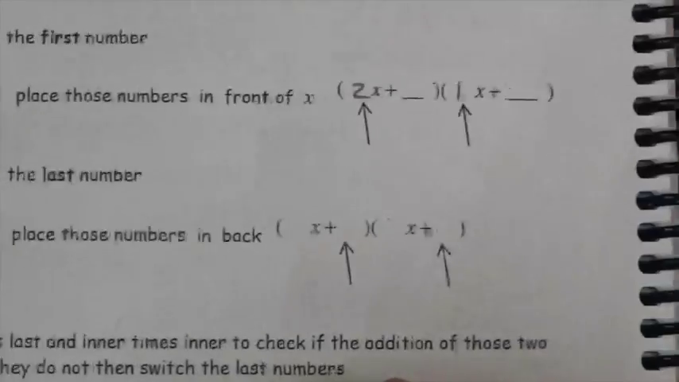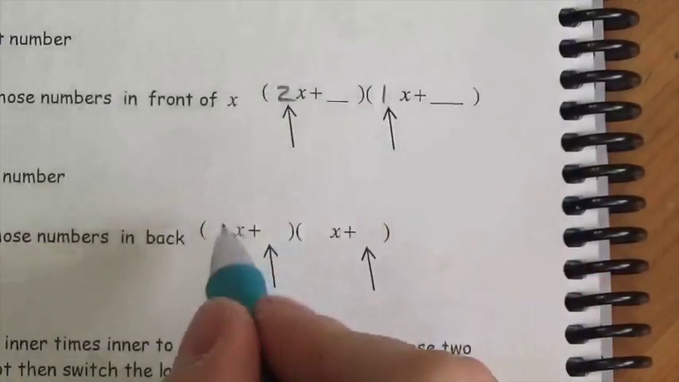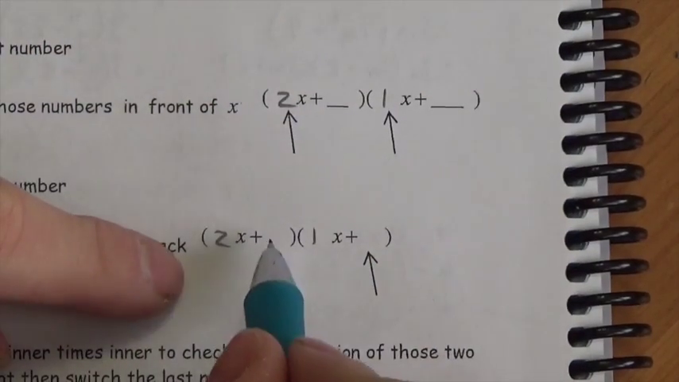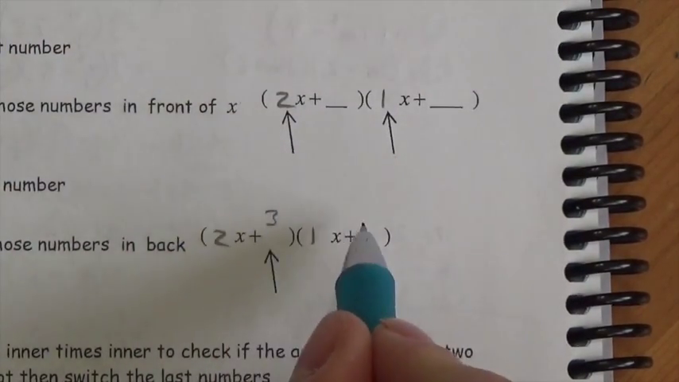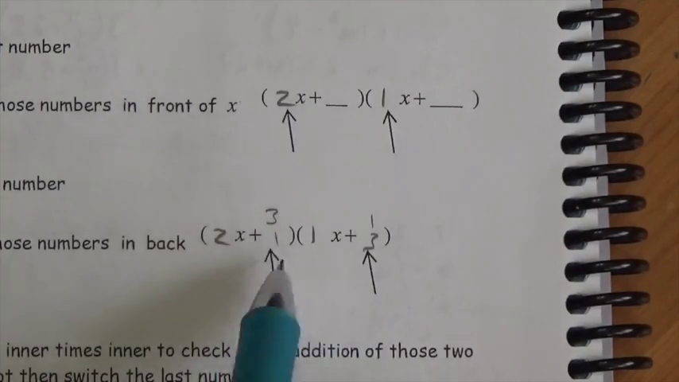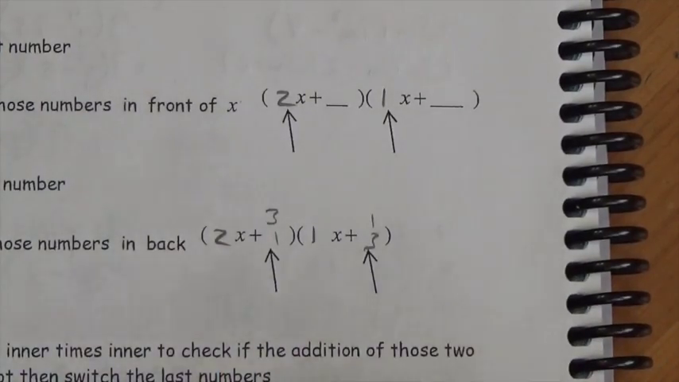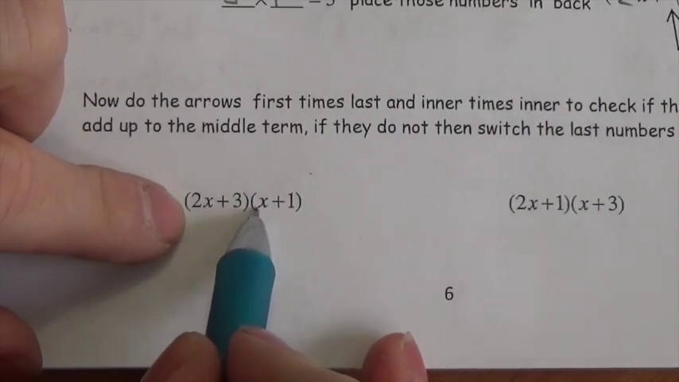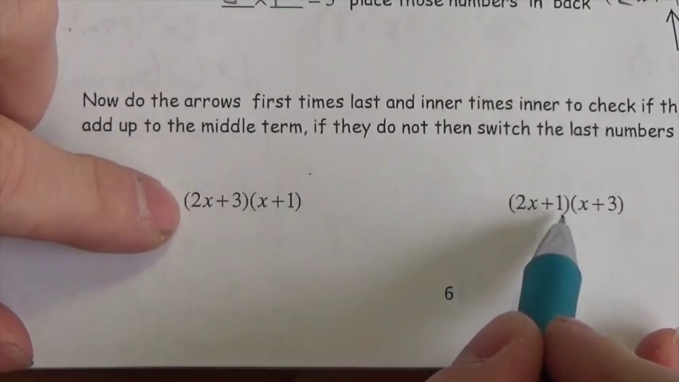Now here's the thing. These two numbers are going to show up in the back here. I've already plugged a 2 and a 1 in here. I get that from above here. So the question is, is it 3 and 1 or is it 1 and 3? I don't know. So what I have to do is experiment with both of those. Because it was either 2x plus 3 times x plus 1 or 2x plus 1 times x plus 3.